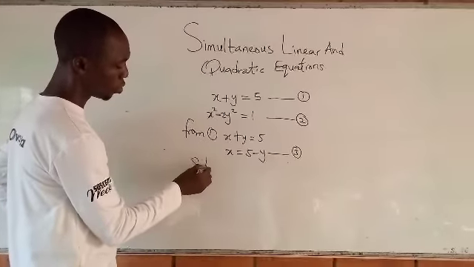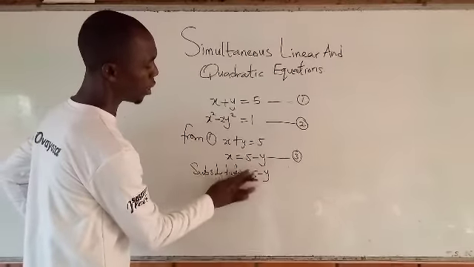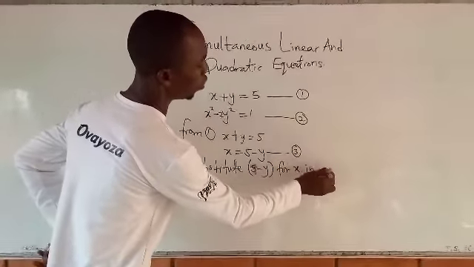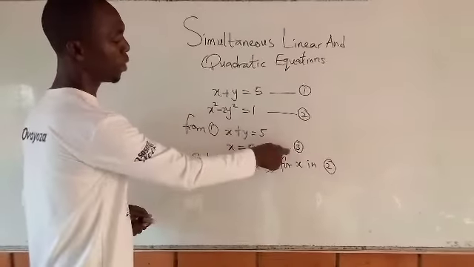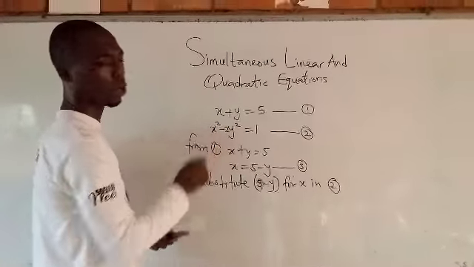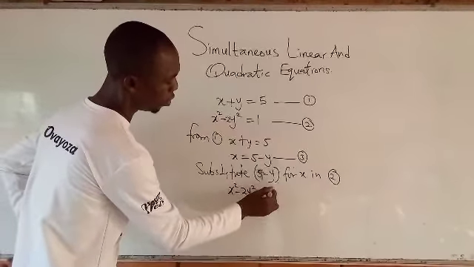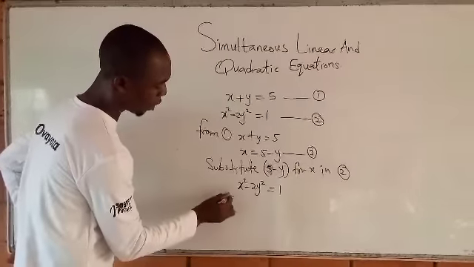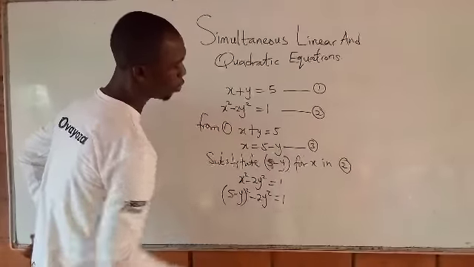So we substitute 5 minus y for x in equation 2. We make x the subject of the formula here. So x is 5 minus y. Whenever we see x here, we'll substitute 5 minus y for x. So equation 2 says x squared minus 2y squared equals 1. That means my x is 5 minus y. So I have (5 minus y) squared minus 2y squared equals 1.